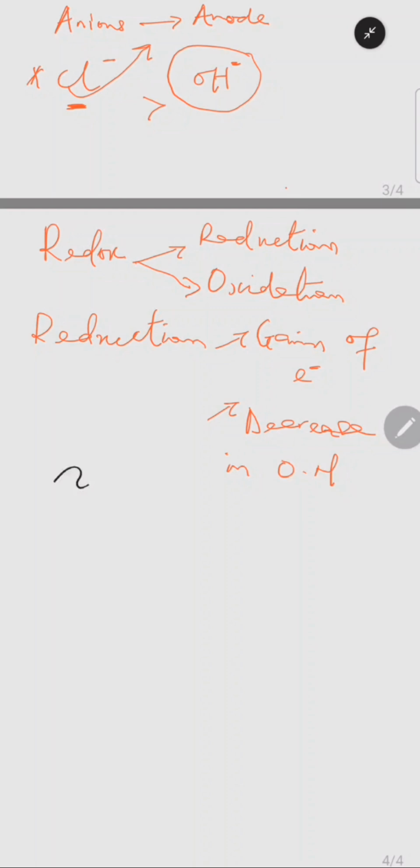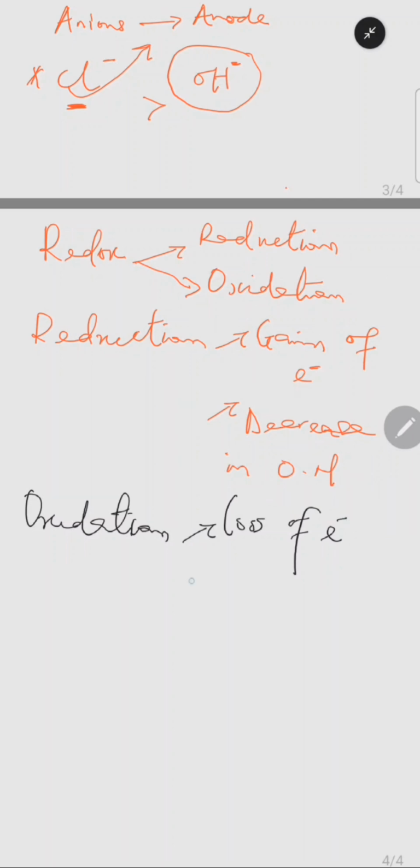So what about oxidation? Oxidation is just the opposite of reduction. It is loss of electron, E minus, and it is also increase in oxidation number. Now, we've gotten the definitions of oxidation and reduction.